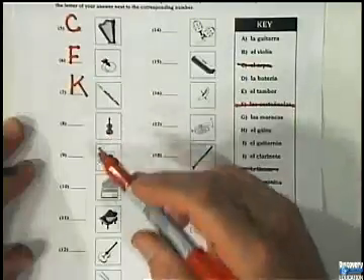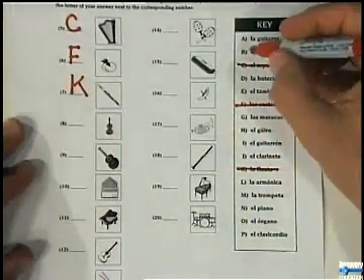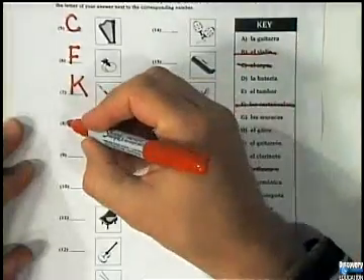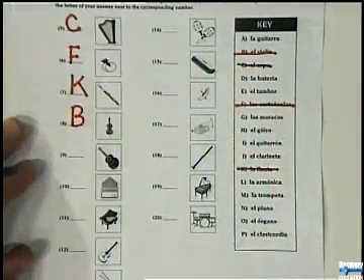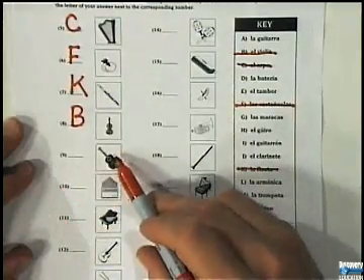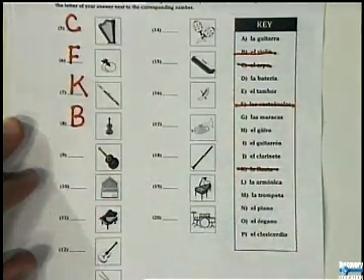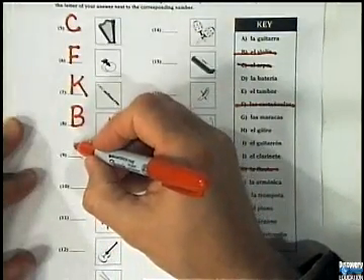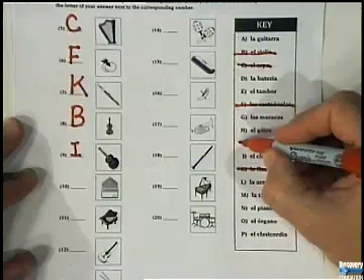Number 8, it's a violin in English. In Spanish, el violín. Letter B, 8 is letter B. Okay, number 9 here. This is the big guitar with the rounded bottom. So it's called el guitarrón. El guitarrón, which is letter I. Letter I, number 9.